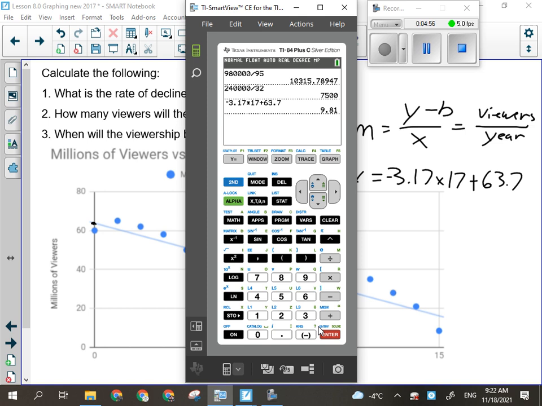This is the kind of statistical analysis a broadcasting company would want to know.